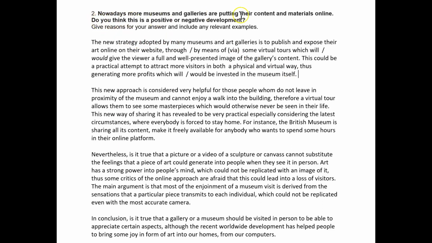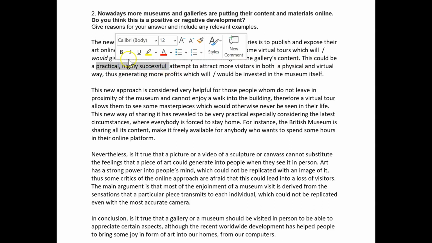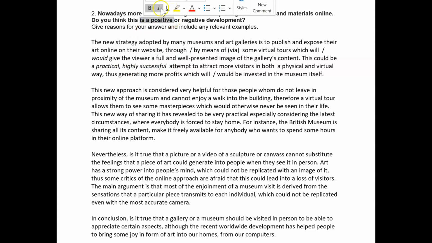You need to indicate here, is this positive or negative? So you could have, this could be a practical, highly successful attempt to attract more visitors. So by giving a very positive adjective here, you're indicating that you're in favour, if you are. But you're starting to reflect this idea of, is it good or is it bad? Without that, you're just making a statement, and you need to remember this bit.